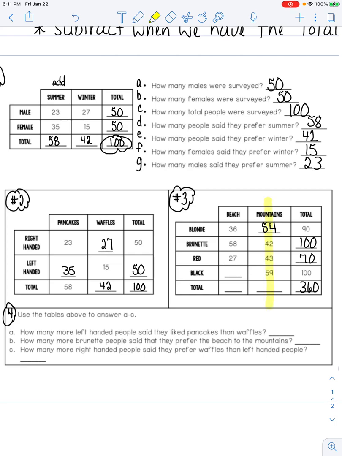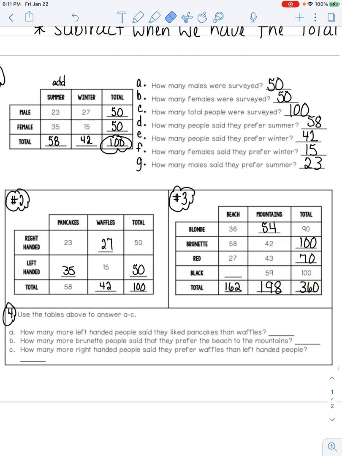Now I've got all my stuff for mountains. I just need to find my total. So I'm going to do 54 plus 42 plus 43 plus 59 is 198. Almost finished. Now I see that I have my overall total and one of the blanks, so I can subtract. I can do 360 minus 198 to fill in 162 here.